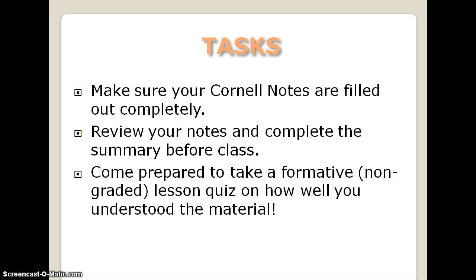Make sure your Cornell notes are filled out. Review your notes, complete the summary before class, and come prepared to take a formative lesson quiz on how well you understood the material. Remember, for all of these solving equations, you have to show your work.